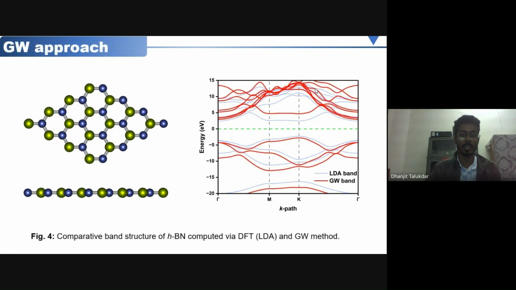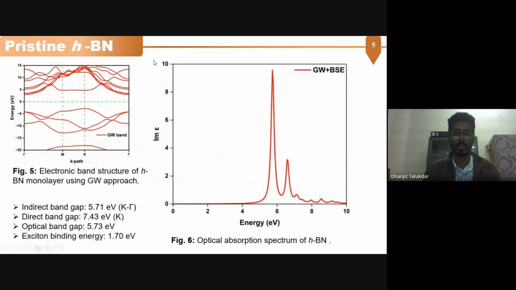So if we include these quasi-particle interactions, we can clearly see that when we calculated using the local density approximation method, the direct band gap, this blue line, it was a direct band gap material, which is around this K point. When we include the GW approximation, that means the electron-electron and electron-ion quasi-particle correction are included, it shows that it is an indirect band gap material. That means this quasi-particle correction not only quantitatively enhances the electronic properties, it also qualitatively enhances the electronic properties as well. So that's what we are going to use to study the optical properties. So this is for the pristine hexagonal boron nitride monolayer.